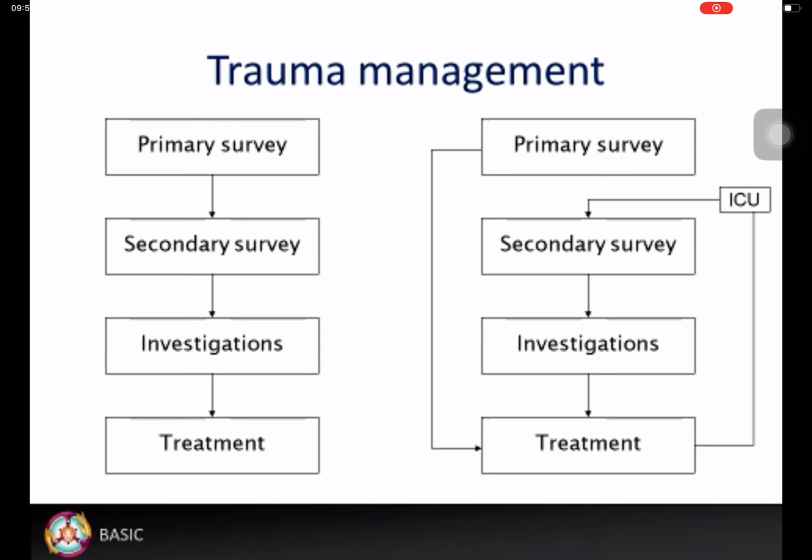The basis of trauma management is to identify and treat injuries in order of their potential risk to life. As a result, management is rarely an orderly progression through primary survey, secondary survey, investigations, and treatment. Often, secondary survey investigations may have to be delayed until after problems identified by the primary survey have been dealt with, and often by the time the patient is in the ICU.